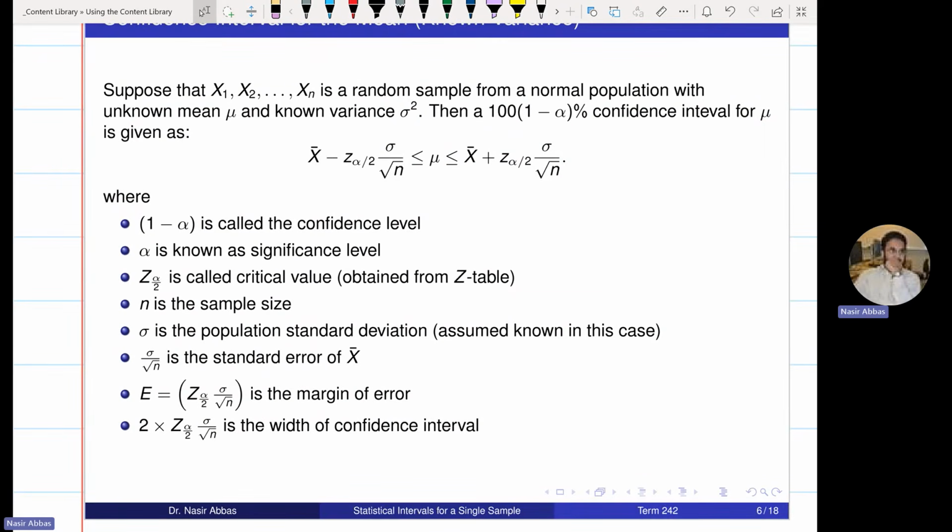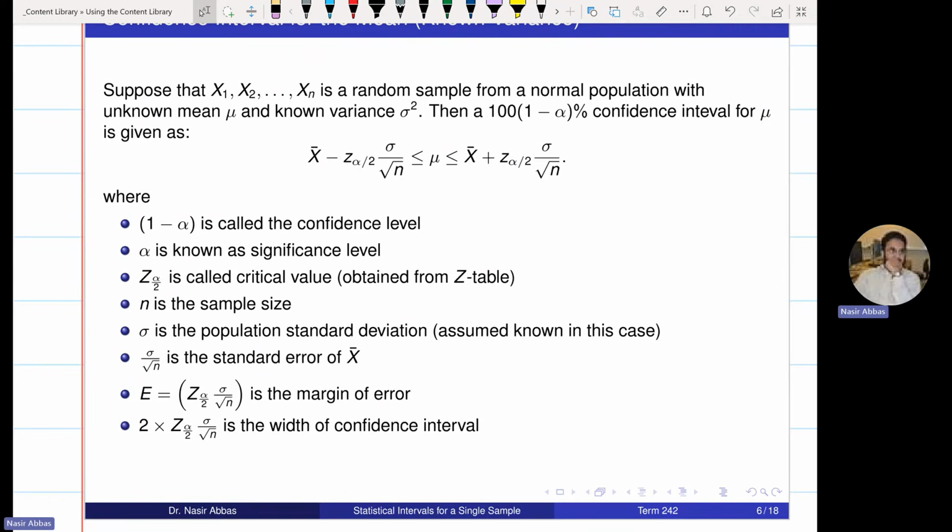So a 100 times 1 minus alpha percent confidence interval for mu is given as just an extension of the point estimate. You have the point estimate x bar, you add and subtract something from this point estimate, and you get the interval estimate. And that something that you add and subtract, how does it come? You derived it in the previous slide. This something is called margin of error. Z alpha by 2 times sigma over root of n is called the margin of error.